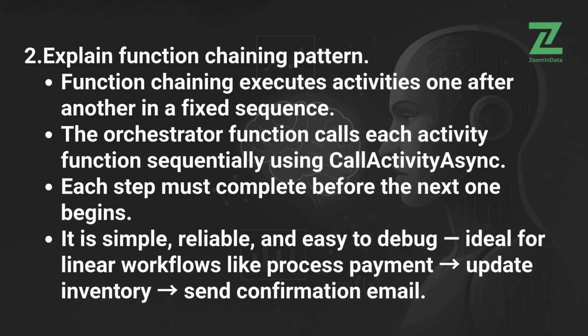Explain function chaining pattern. Function chaining executes activities one after another in a fixed sequence. The orchestrator function calls each activity function sequentially using call activity async. Each step must complete before the next one begins. It is simple, reliable, and easy to debug, ideal for linear workflows like process payment, update inventory, send confirmation email.